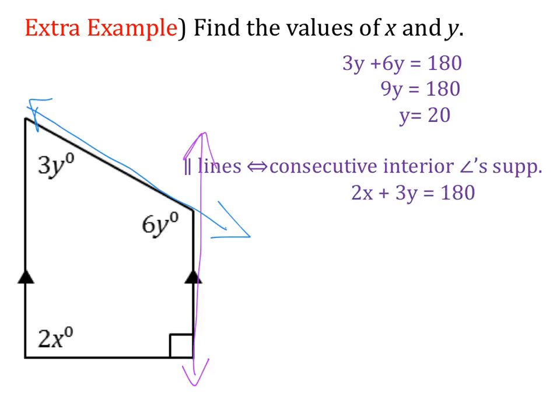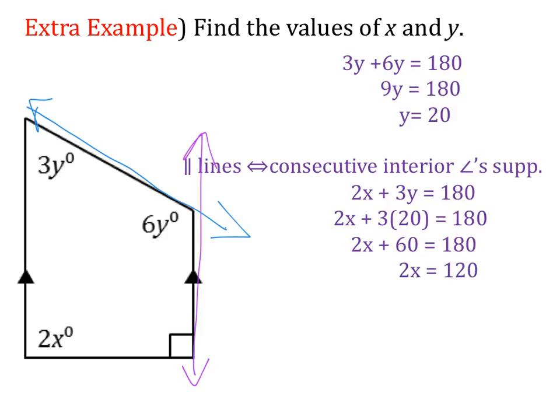All right, so now we can set up the 2x plus 3y equals 180 degrees. Substitute the 20 for y, resulting in 2x plus 60 equals 180. Subtract 60 from both sides, so 2x equals 120. Divide by 2, so x equals 60. And the reason we were able to set up this equation for 2x and 3y equaling 180, so this angle and this angle, is because in a quadrilateral, which this appears to be, consecutive angles are supplementary.